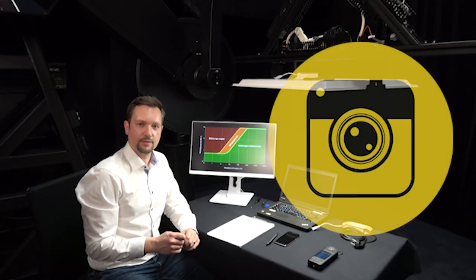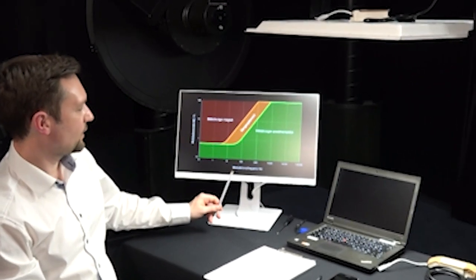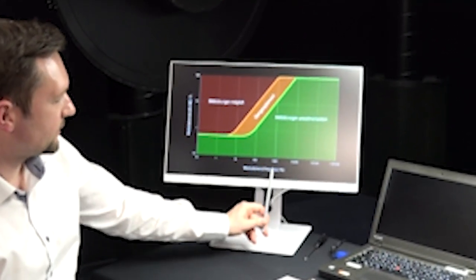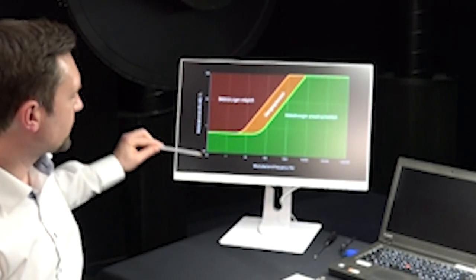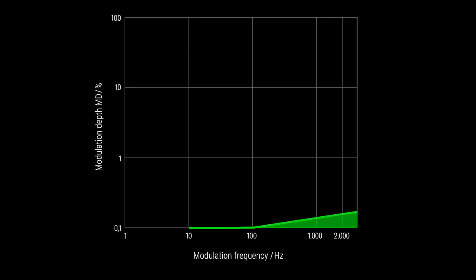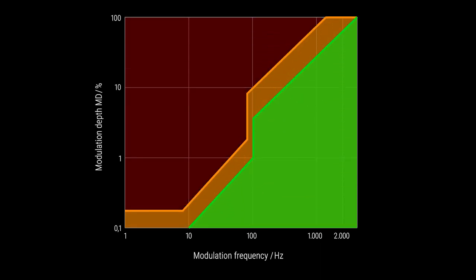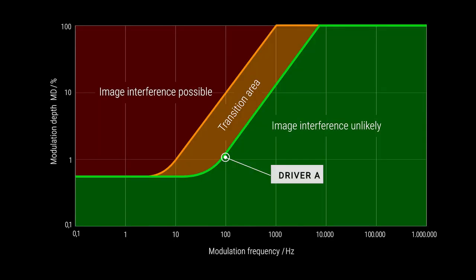Now let's take a look at the camera application. This graph is published by the ZVI, and again, you can see the modulation frequency on the x-axis and the modulation depth on the y-axis. This chart is also divided into 3 segments: green, orange, and red. Let's take a look at driver A. At 100 Hz, there is about 3% flicker. This is represented by the green area. At 100 Hz, driver B had 50% flicker, which is in the red area.